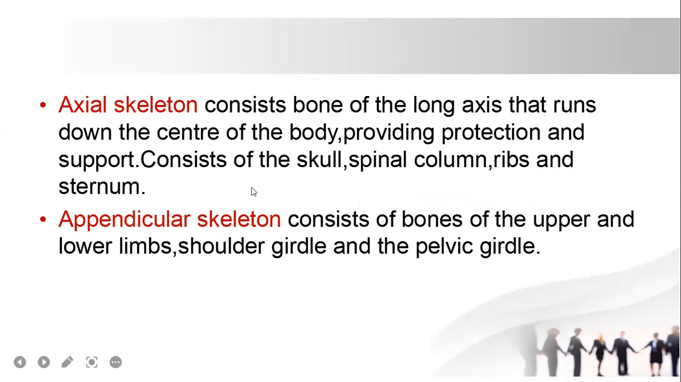Then the appendicular skeleton consists of bones of the upper and lower limbs. That's the shoulder girdle and the pelvic girdle. The bones of the extremities form the bones of the appendicular skeleton.